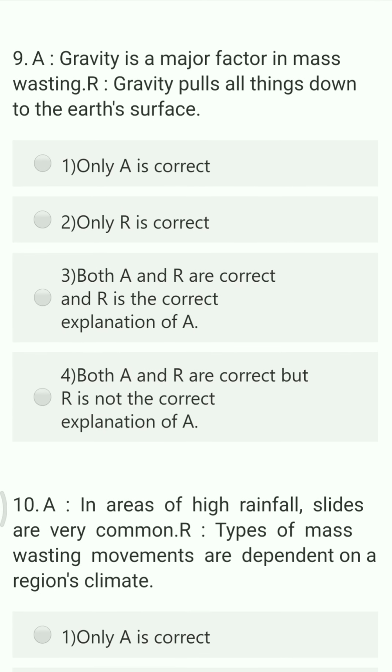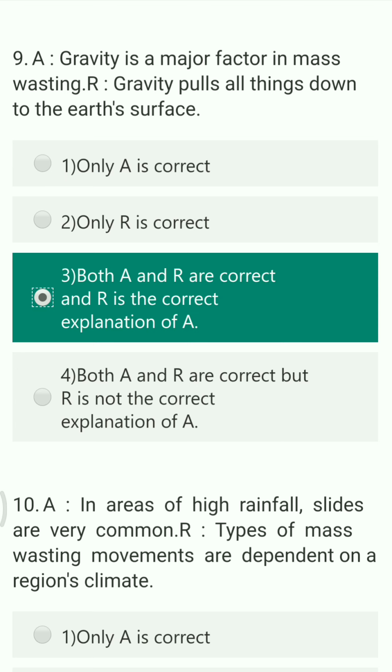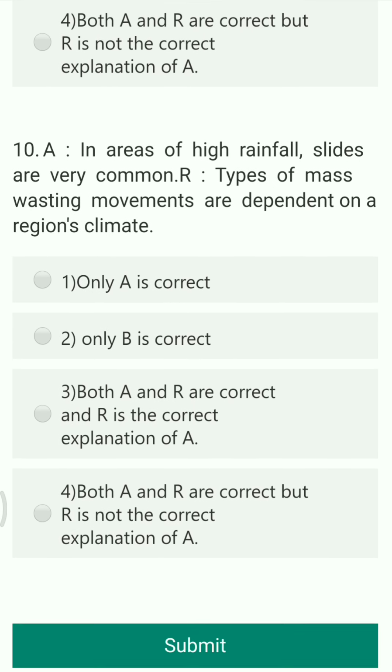Next question, assertion is gravity is the major factor in mass wasting, and reasoning is gravity pulls all the things down on the earth's surface. So because of gravitational force, all the material is getting pulled down at the base, and hence both the statements are true, and R is giving an exactly correct explanation for A.